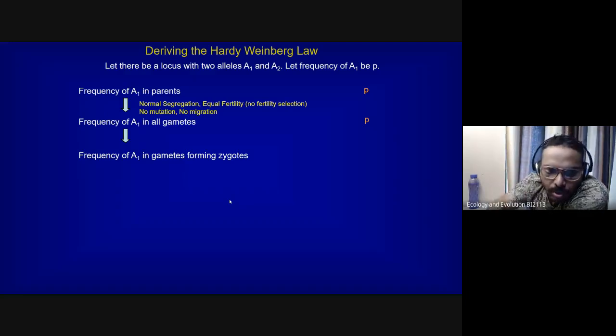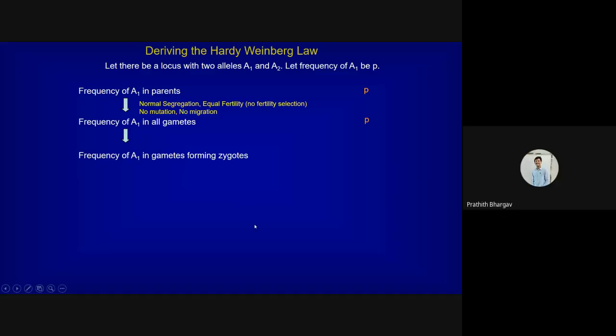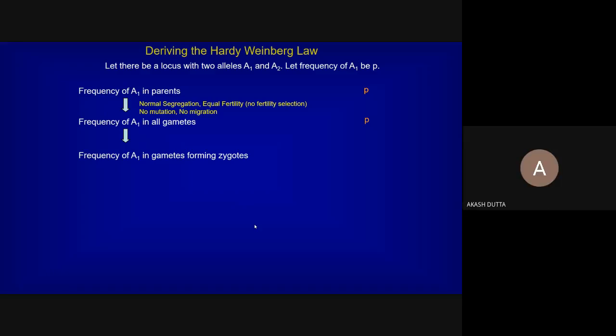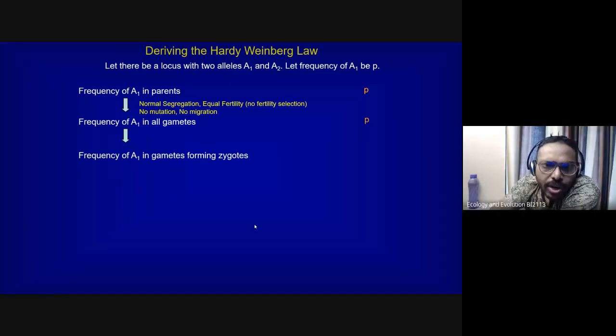Now, what are the ways in which this frequency of A1 can become non-representative? Sir, if some animals go out of that place or something like that. That we have already taken care of over here: no migration, etc. Because remember, now we are in the gametic stage. The gametes cannot go anywhere.